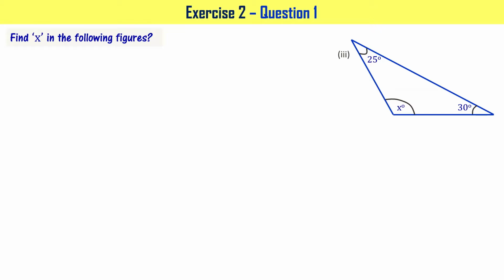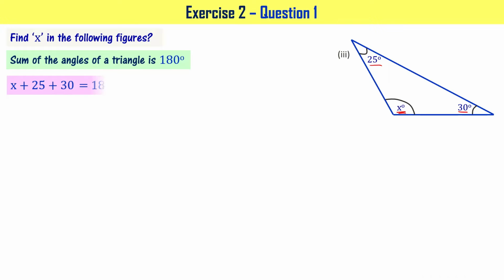In this, we want to find the value of x. We know two of the angles, right? The third angle of the triangle has to be known. For that, I can say sum of the angles of a triangle is 180 degrees. It means 25 plus 30 plus x equal to 180 degrees. That can be rewritten as x plus 55 equal to 180, right? 25 plus 30 is 55.